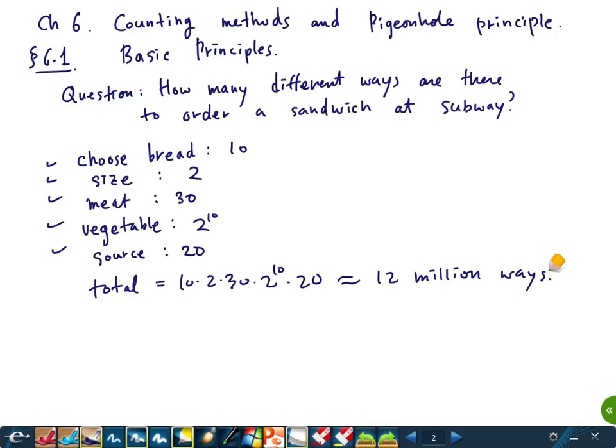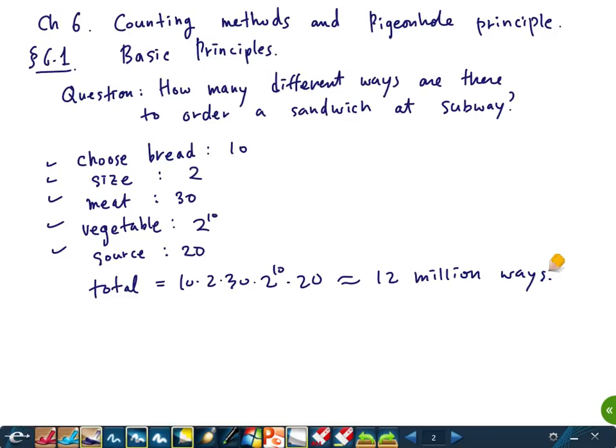There are many. So I think if you go there every day, with different choices every day, still, I don't think you can finish. I think you can go there for the rest of your life, having different choices. So this is an example of a multiplication principle.